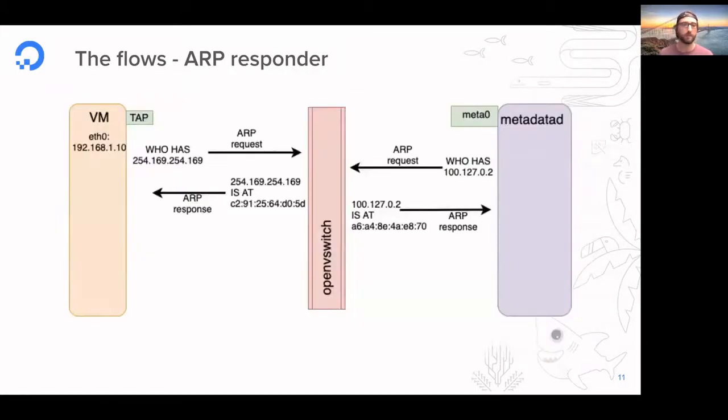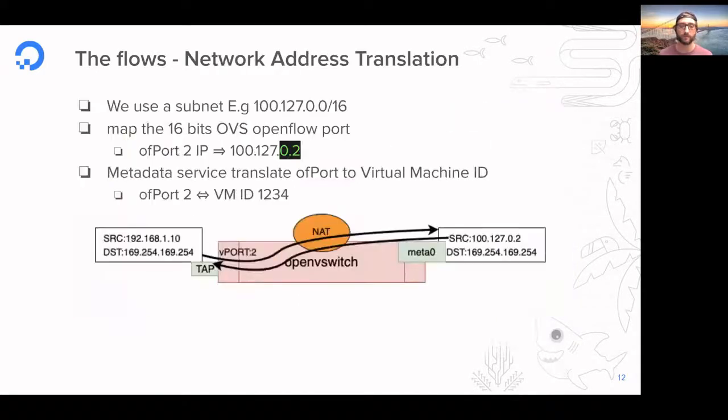Here again, we have the big picture. We see the ARP request and we see the ARP response sent by Open vSwitch. I talked at the beginning that the metadata service needs to learn who is asking for the data. The way we proceed with that is we embed the OpenFlow port into the IP address. The metadata service then looks up into an internal map to find the corresponding VM unique ID.